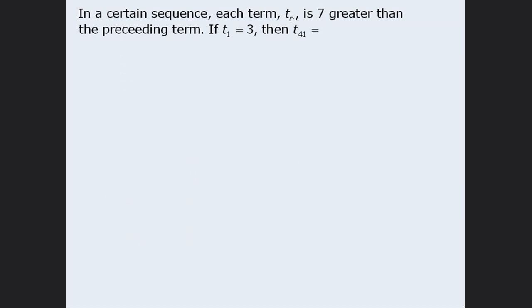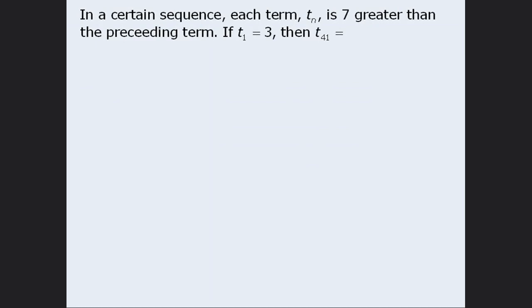For example, in this question, we are told that each term in the sequence is 7 greater than the term before it, and we want to find the value of term 41. To get an idea of how this sequence looks, let's use the fact that term 1 equals 3 to find some other terms. Now, if each term is 7 greater than the term before it, then term 2 must equal 10, term 3 must equal 17, term 4 must equal 24, and so on.